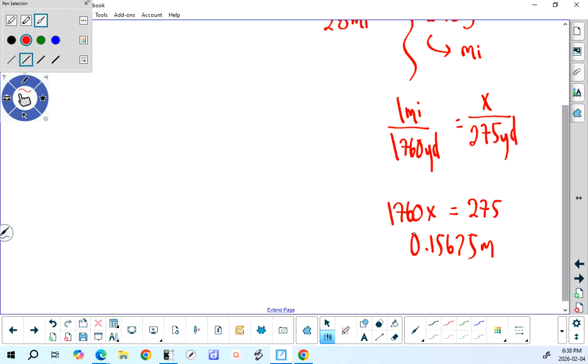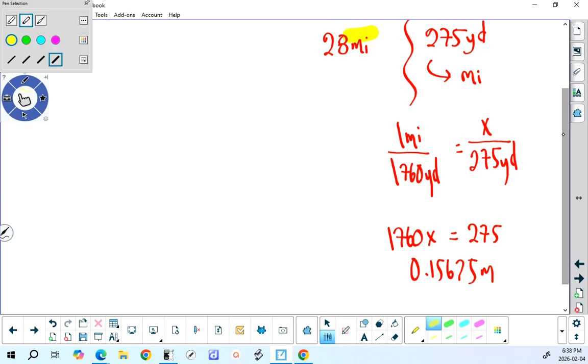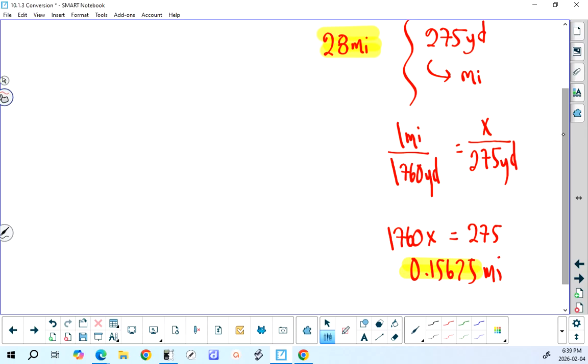So what is the length of the trail? The length of the trail is that 28 miles plus this many miles. And I occasionally do that. I shouldn't write M for miles, it's MI. This is miles. So we're converting 28.15625 miles to kilometers.